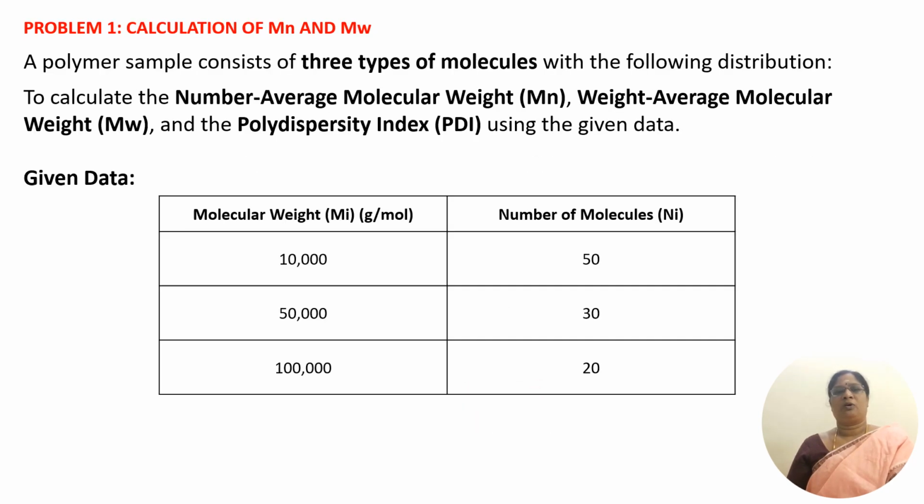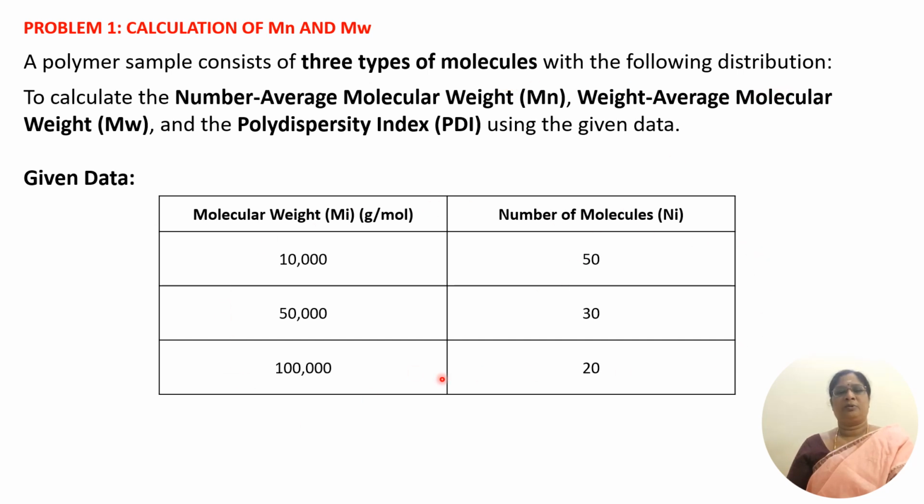Now let us solve some small problems on weight average molecular weight, number average molecular weight, and viscosity average molecular weight. First problem: a polymer sample consists of three types of molecules with the following distribution.